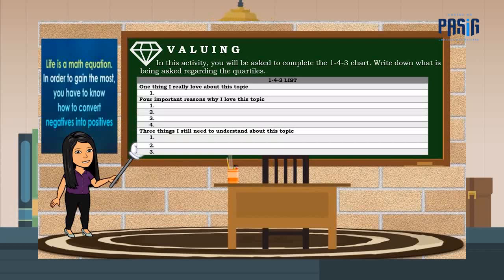Valuing. In this activity, you will be asked to complete the 143 chart. Write down what is being asked regarding the quartiles. One thing I really love about this topic. 4 important reasons why I love this topic. 3 things I still need to understand about this topic.